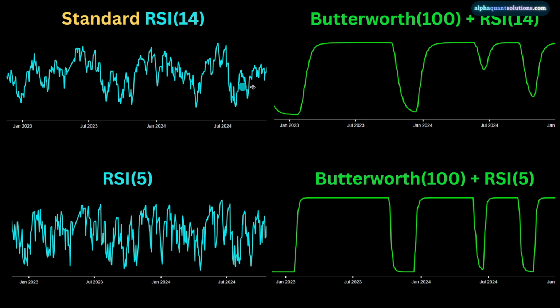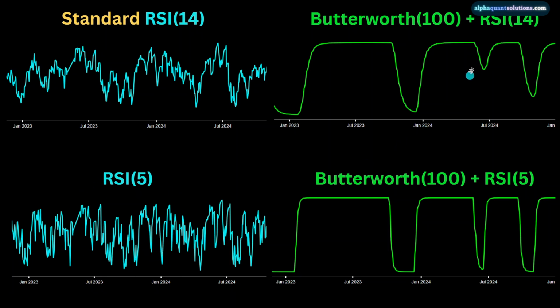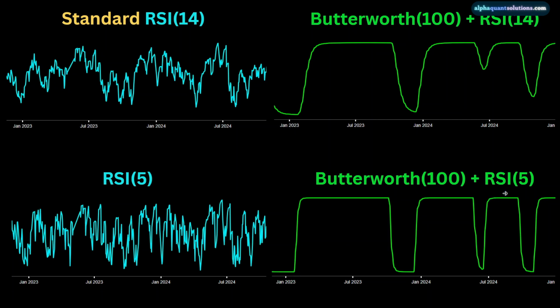So here are the answers now. You probably would have guessed. The top left one is the standard RSI 14. The one on the bottom left is the RSI 5. The top right one is the one that applies the Butterworth 100 plus RSI 14. And the bottom right is the Butterworth 100 plus RSI 5.